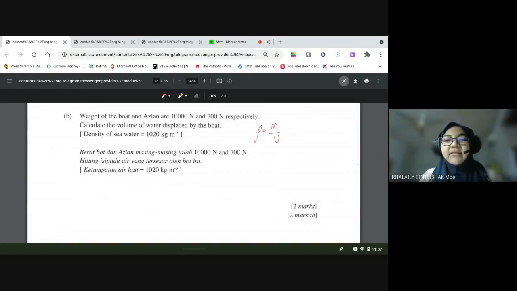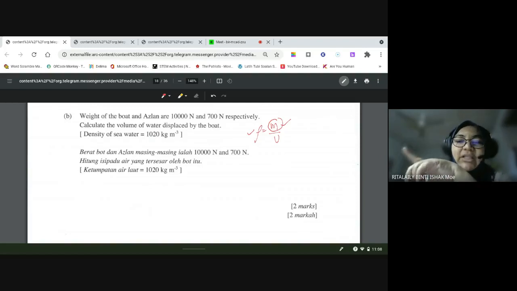So, mass ada, density of water ada. So, mass ni berapa banyak nak letak? Kalau awak buat macam ni, okay, ini adalah kiraan untuk density of water. So, mass ni mesti mass of water. Okay, and then dia punya volume ni adalah volume of water lah.